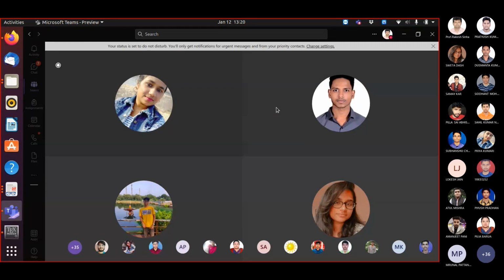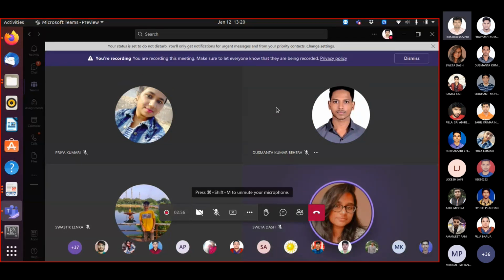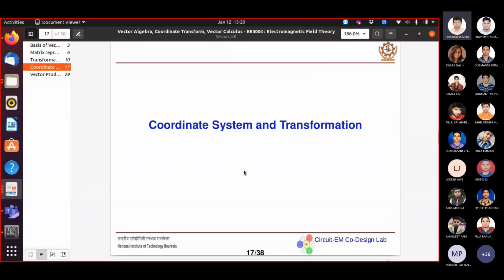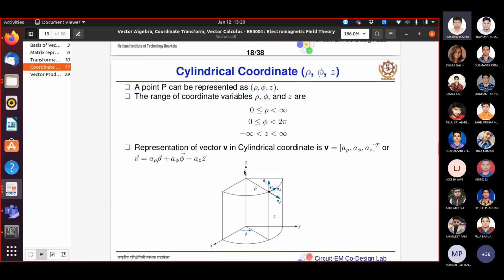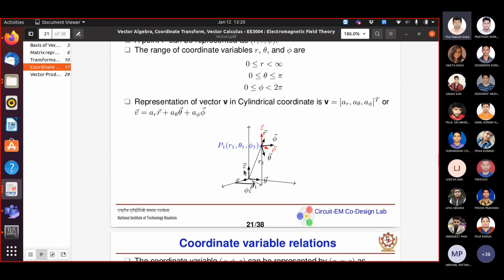Good afternoon, sir. Okay, so in the last class we started our discussion of how we can convert one coordinate system into another coordinate system, that is, the representation of a vector with respect to one coordinate system into another. There are three formal coordinate systems available: the Cartesian coordinate system, the cylindrical coordinate system, and the spherical coordinate system.